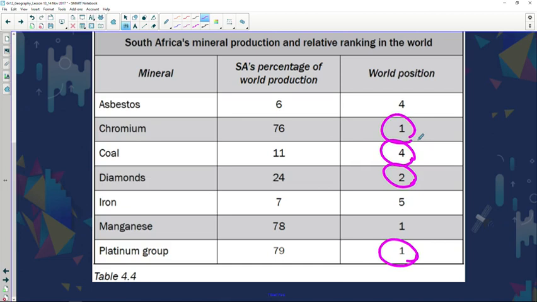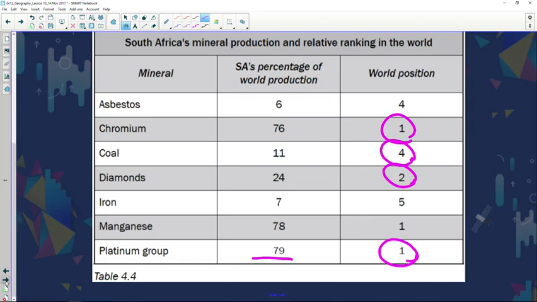If you look at SA's percentage of world production, 76% of all chromium comes from South Africa. 79% of all platinum comes from our country. Crazy if you think about it.